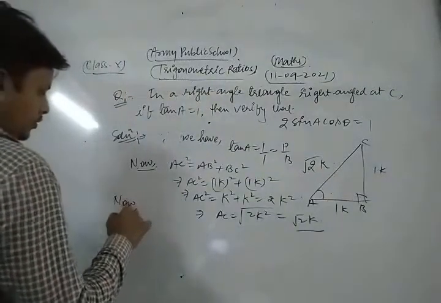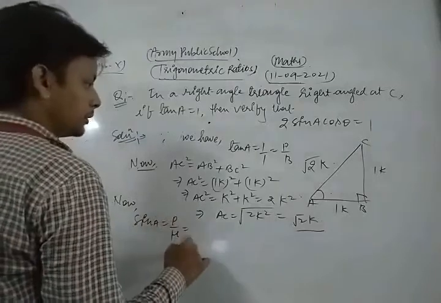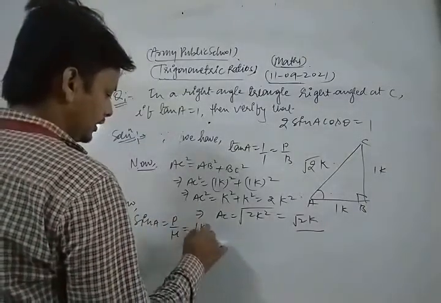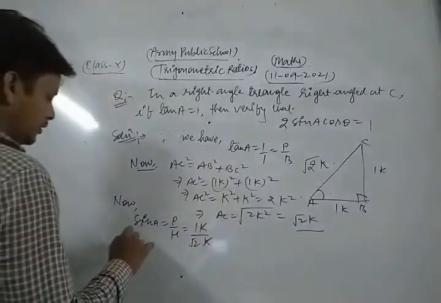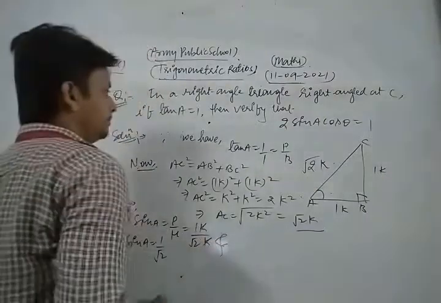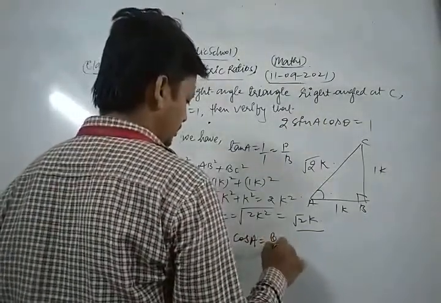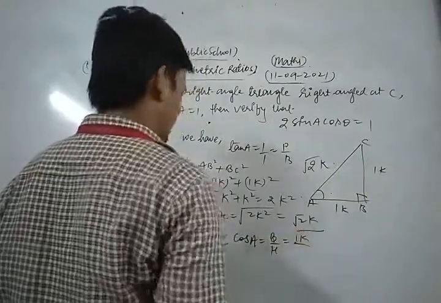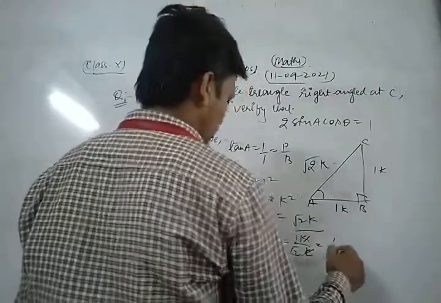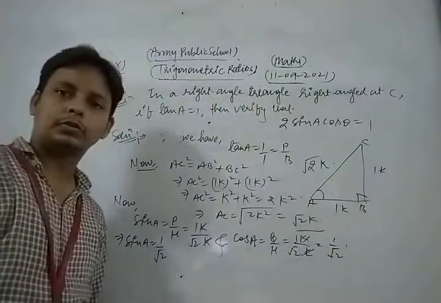Now sine of angle A is perpendicular upon hypotenuse. Perpendicular is 1k, hypotenuse is under root 2k. The k cancel each other, so sin A is equal to 1 upon under root 2. And cos of angle A is base upon hypotenuse. Base is 1k and hypotenuse is under root 2k. So k cancels, and the value of cos A is also equal to 1 upon root 2.